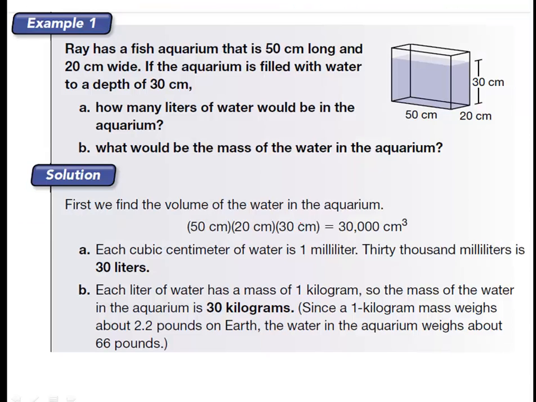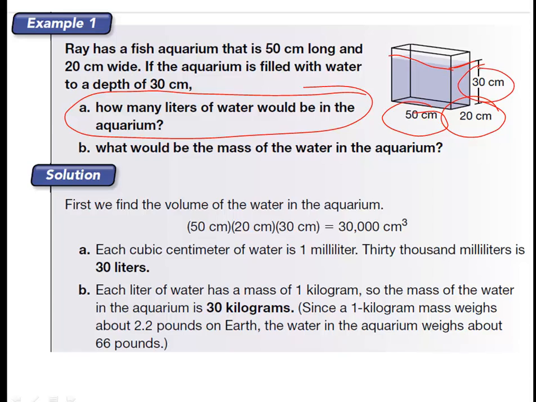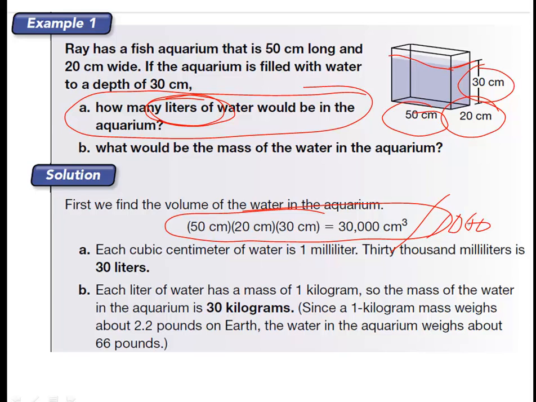All right, let's look at an example. Ray's got a fish aquarium that is 50 centimeters long and 20 centimeters wide, and he's put water into it up to 30 centimeters, right up here, and then he stopped putting water in. They want us to find out how many liters of water would be in the aquarium. So we're looking at volume here, aren't we? So we're going to take our 50 times our 20 times our 30, and we're going to get 30,000 cubic centimeters. But it wants to know liters, not centimeters. So we've got to divide that by 1,000 so we can get liters. And when we do that, we get 30 liters. We just convert it to liters. We use a unit multiplier.